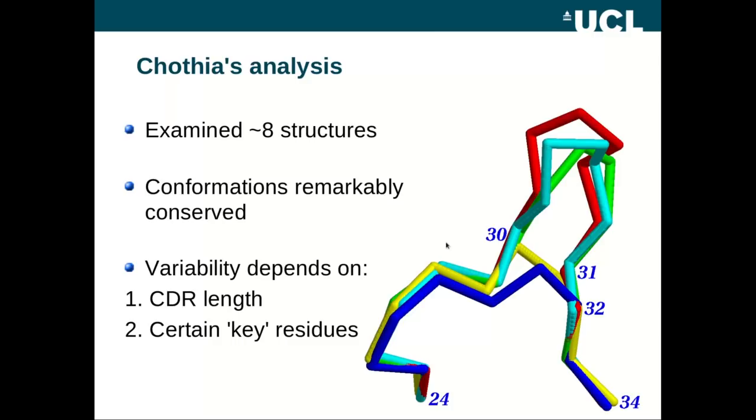So his idea then was that you could define what he called canonical classes of loops. And obviously, if you've got a different length of loop, you have a different conformation. So clearly this 10 residue loop doesn't have the same overall conformation as this 17 residue loop, despite the fact that the overall shape is fairly similar. So he said that for each length, you can define a set of canonical classes, and which class a loop falls into will depend on the presence of certain, what he called, key residues.